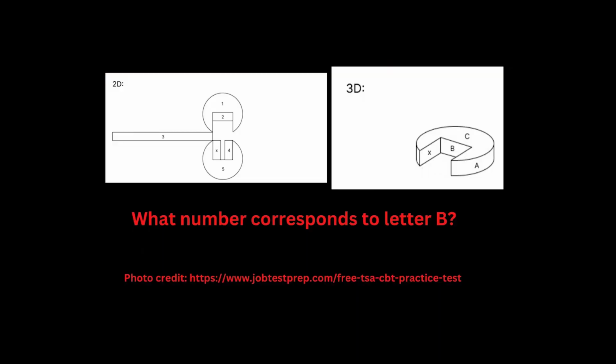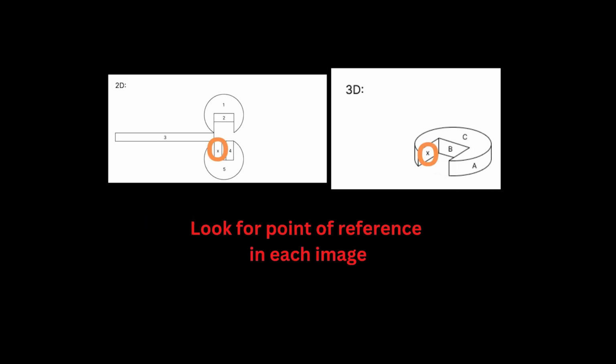In this example, what number corresponds to letter B? If you look at the 2D and the 3D image, the only thing that is the same is the letter X. On the 2D, all you see are numbers. On the 3D, you have letters. Once you fold a 2D into a 3D, the only thing that does not change is the letter X. That is called a point of reference.